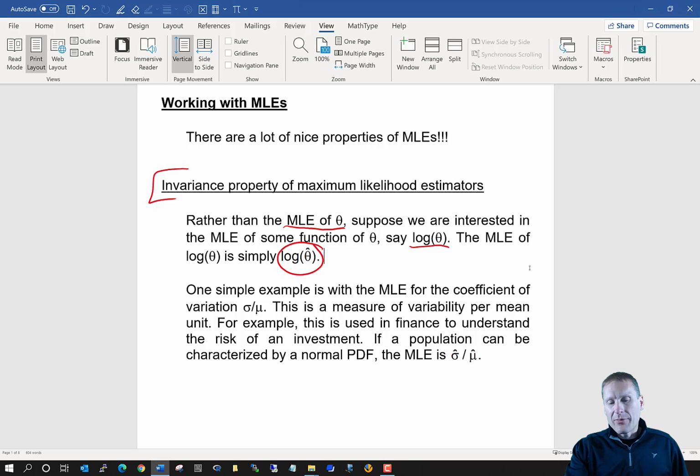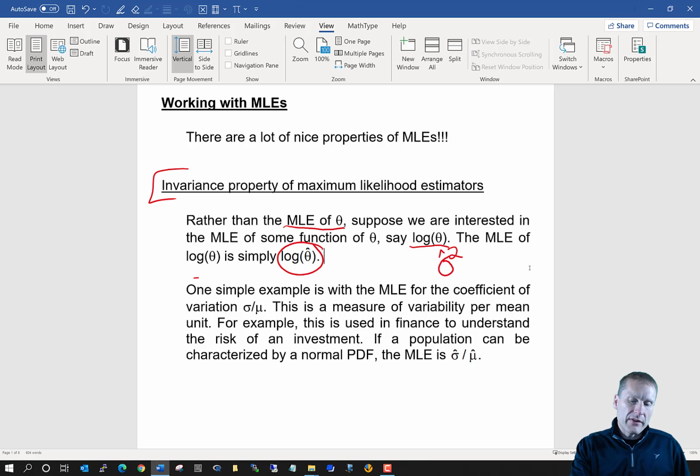We saw an example kind of like this before, if you remember, with respect to the normal distribution. We found sigma hat, the maximum likelihood estimate of sigma, the standard deviation parameter for the normal distribution, and then the MLE for the variance parameter is sigma hat squared.